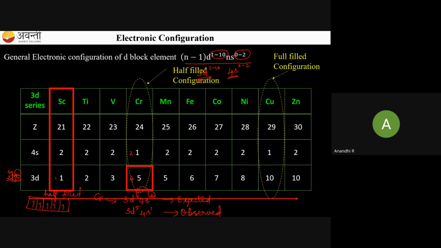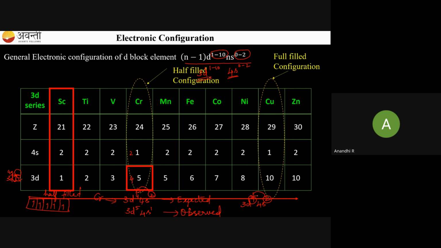For copper it is due to the fully filled configuration. So what should be the expected electronic configuration for copper? It should be 3d9 and 4s2. But if one of the s electrons jumps to the d orbital, it attains 3d10 configuration, which is fully filled, which gives extra stability to the system.